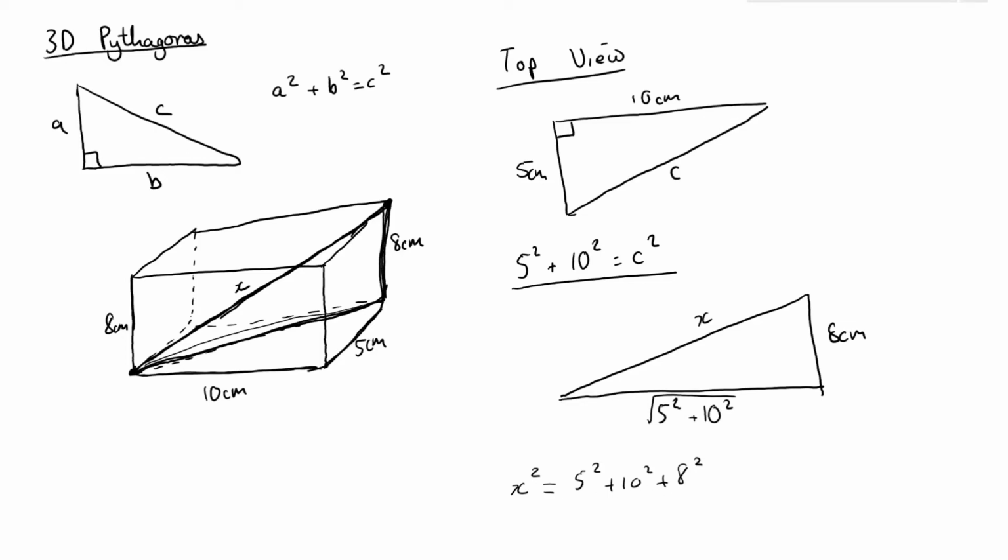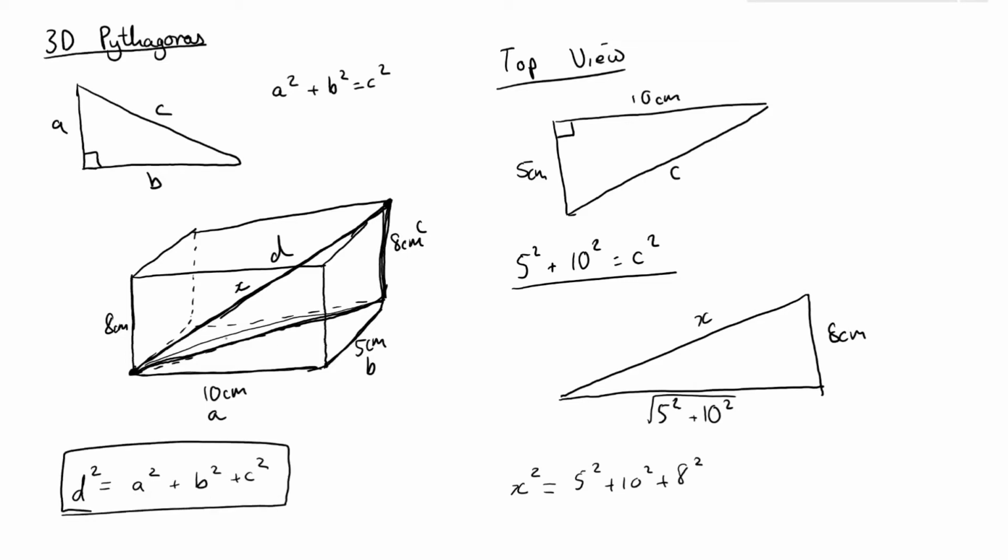By splitting this into 2 separate triangles, we've technically derived the 3-dimensional Pythagoras formula. If I have some diagonal that goes through this, where this length here I'm going to call A, this length here is B, and this length here I'm going to call C, this diagonal D is related by D squared is equal to A squared plus B squared plus C squared, where A, B, and C are just the dimensions of this box.